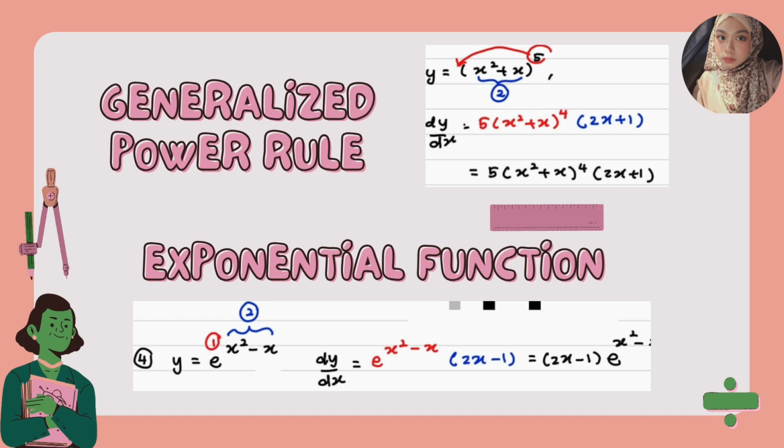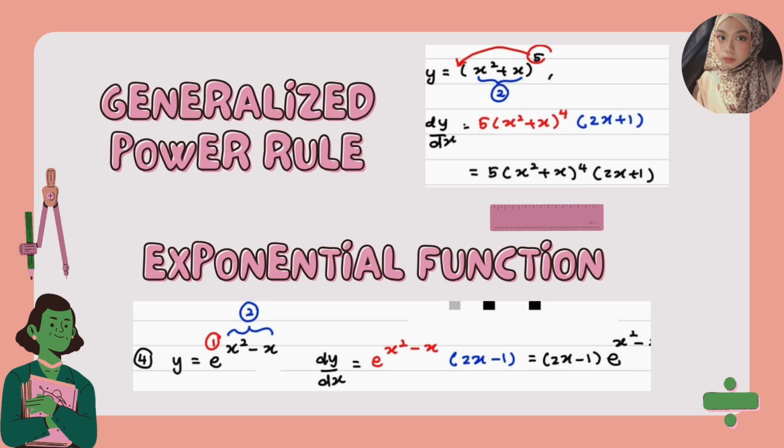Next is the derivative of exponential functions. For the basic exponential function, f(x) is equal to e to the power of x, and the first derivative f'(x) is equal to e to the power of x. It is unique because it's the only function that is its own derivative.